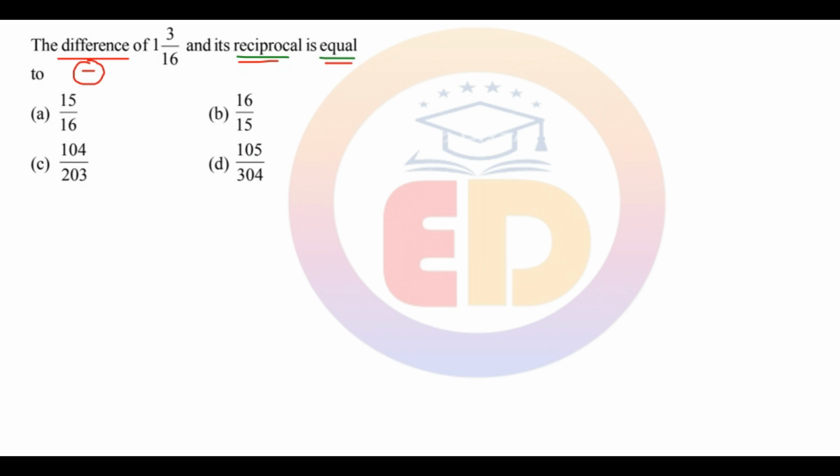Let us understand 1 whole 3 upon 16. Friends, 1 whole 3 upon 16 is 16 multiplied by 1, which is 16, plus 3, which is 19. So 1 whole 3 by 16 is actually 19 upon 16, and its reciprocal. Reciprocal means आपको इस फ्रैक्शन को उल्टा कर देना है. Reciprocal of 19 by 16 will be 16 upon 19.